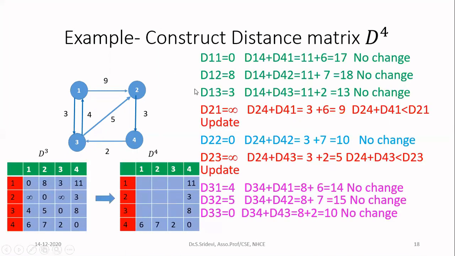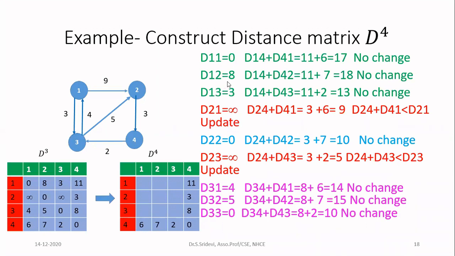So let me focus on a path with change. Let us consider one path without change also. Let us consider D12. In the previous matrix, D12 is 8. Now we are going to consider whether we can go through a shortest path from 1 to 2 through the vertex 4. So I'll add now D14 and D42. D14 is in the first row, fourth column, the value is 11. Now I want to compute D42. So go to the fourth row and column 2, the value is 7. So 11 plus 7 is 18.